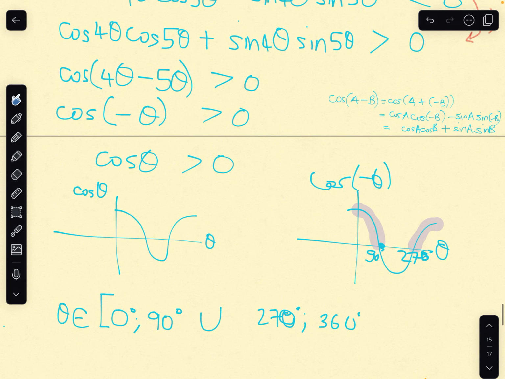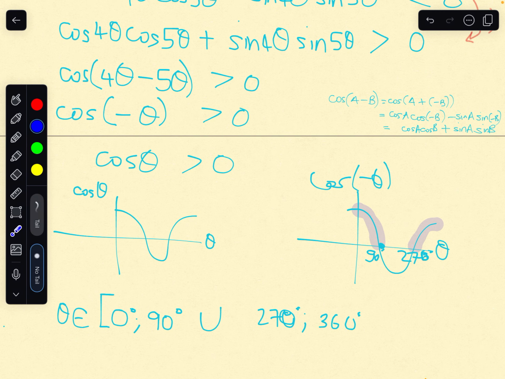So that means that 90 is not allowed because cos of minus 90 is going to be exactly 0. And that does not satisfy this inequality that we've eventually arrived at. 0 is not greater than 0. So the 90 has got to be excluded. And similarly, the 270 has to be excluded as well, because cos of negative 270 or cos of 270 is also 0. So that is not included. 360 is fine because cos of negative 360 or cos of 360 is 1.